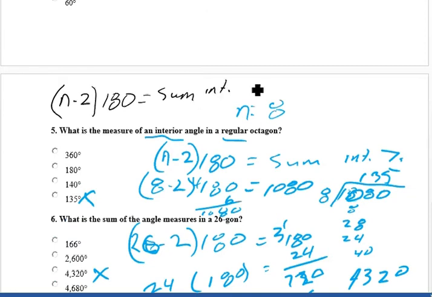So n minus 2 times 180, so n is 8, minus 2 times 180, that's 6 times 180, and I get 1080. But they want to know just one interior angle. So now I have to divide that by 8, and this tells me that each angle is 135. Boom. And just remember that the term regular in geometry means they're all the same.